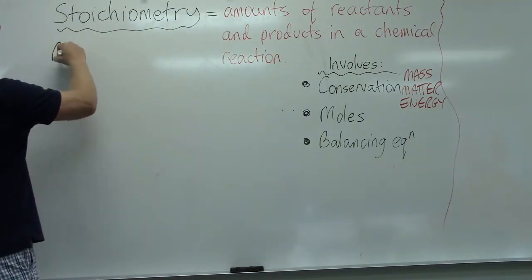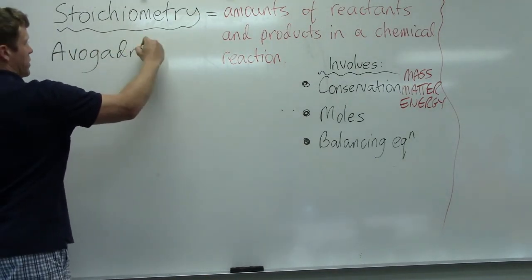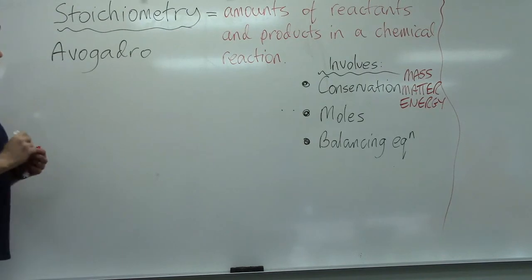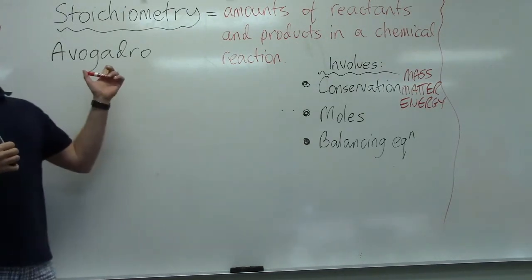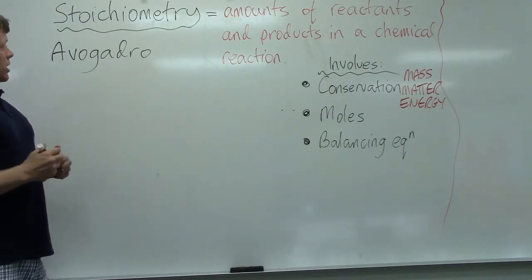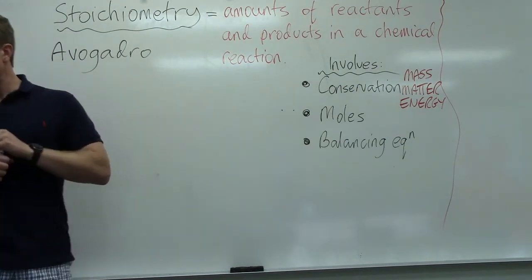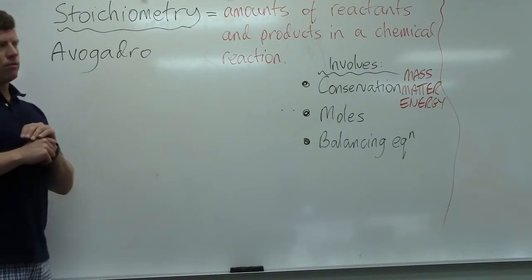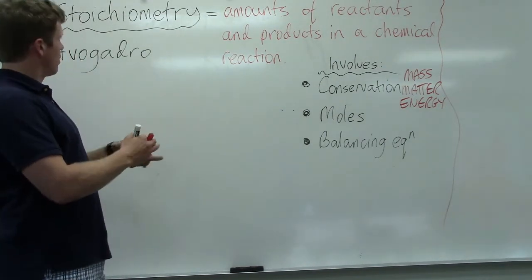As we move into stoichiometry properly, we can't avoid this gentleman. It looks like avocado, but it's actually Avogadro, a very famous Italian scientist from the late 17th, early 18th century. The idea of Avogadro, I almost said avocado, is that he developed an idea from another scientist called Gay-Lussac.